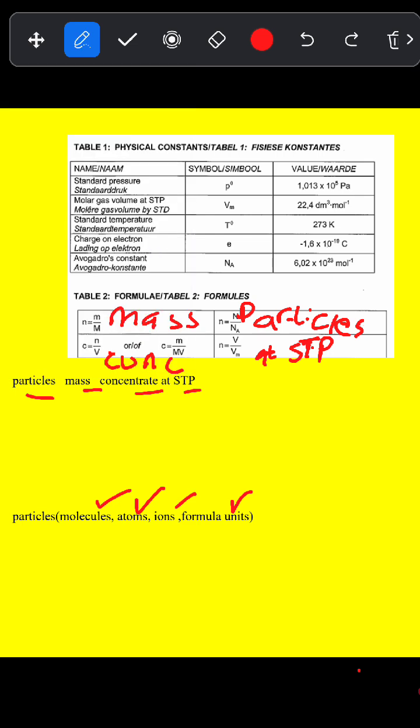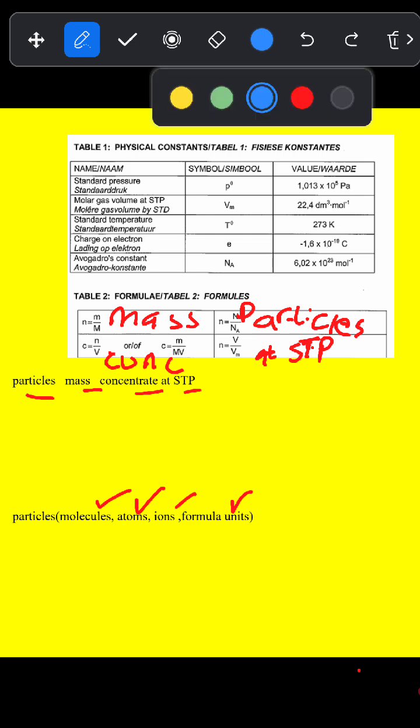If you check, you realize that every formula has got the N here, N here, N here. N is part of every formula, and for every formula it means you need number of moles. Number of moles is the most important thing.